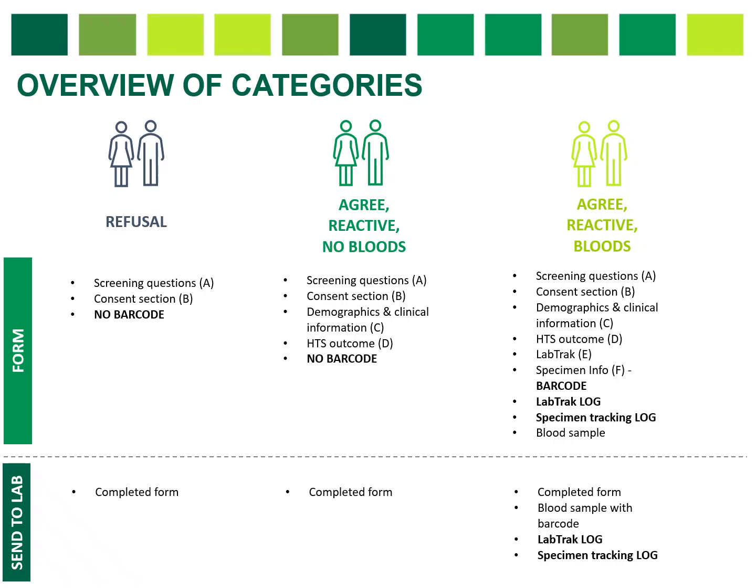You must link their blood sample with the barcode to the form, and using that same barcode, complete the LabTrack log and the specimen log, and also note for yourself the enrollment log, but the enrollment log stays on site. And then what gets sent to the lab? The completed survey form, which is in the outer pouch of the specimen bags. We have a blood sample with the barcode that links it to the completed form. Also make sure you've completed a LabTrack log for that participant and a specimen tracking log for that participant.